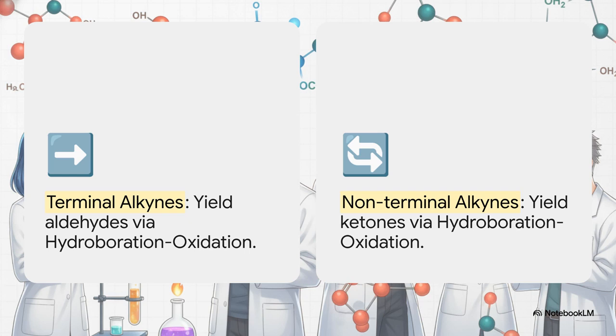Now, what's really interesting here is how another method, the hydroboration oxidation of alkynes, shows us that starting position is pretty much destiny. If you start with a terminal alkyne, meaning the triple bond is hanging out at the very end of the chain, you will always yield an aldehyde. But if you start with a non-terminal alkyne, where that triple bond is buried safely inside the chain, you're going to yield a ketone. The architecture of the parent molecule completely dictates which sibling gets born.